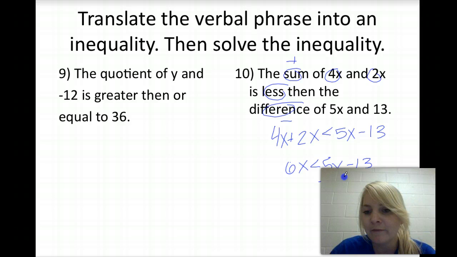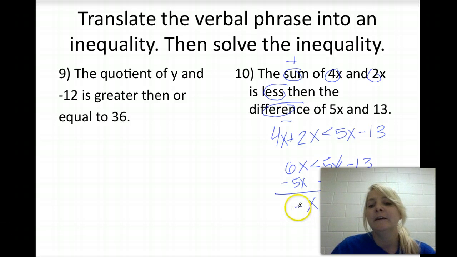Then we'll subtract 5x from both sides. So we'll be left with negative 1x, or negative x, is less than negative 13. And that will be a positive x, excuse me. So x is less than negative 13.